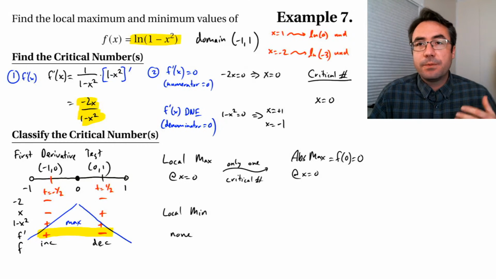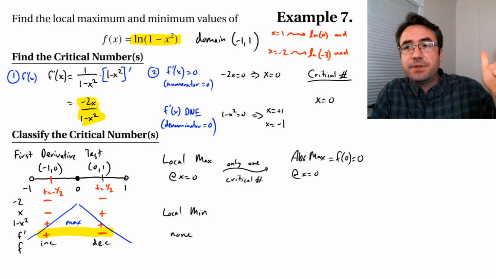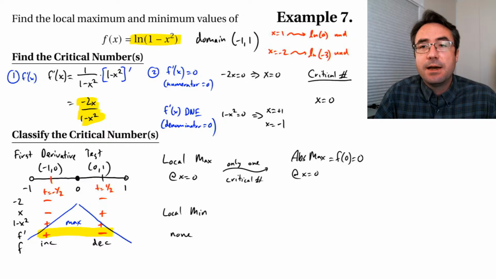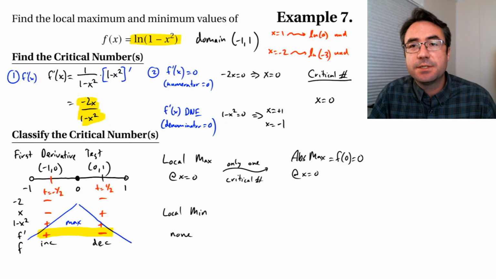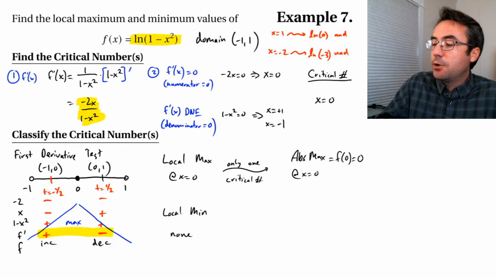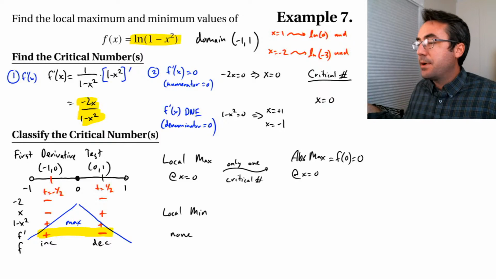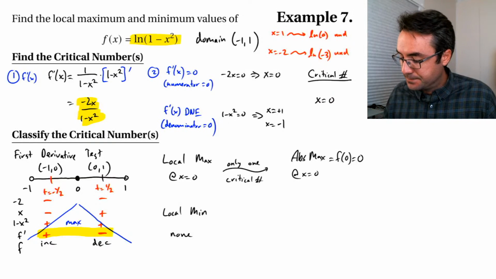All right, so when we're classifying a critical number, we have some choice. First derivative test or second derivative test. Whichever one you use is entirely up to you. Second derivative test, though, ends up being a little bit quicker. And that's what we're going to use primarily in our next section.